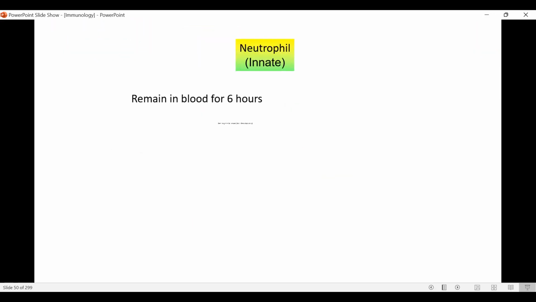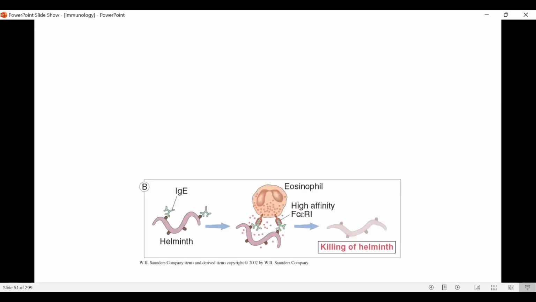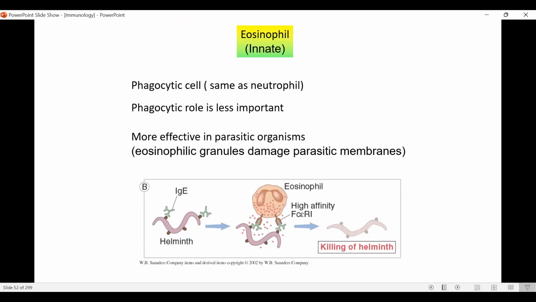So you need to know each and every one's function. Each and every one's function you have to know. I guess you all already know the function of each cell. Like eosinophil, they have a role in the parasite, and which immunoglobulin actually takes part in parasitic killing?